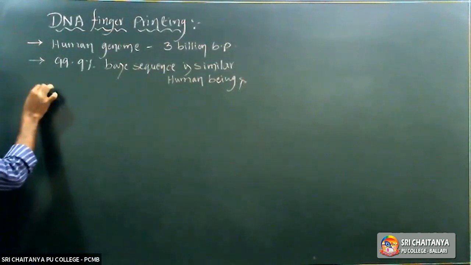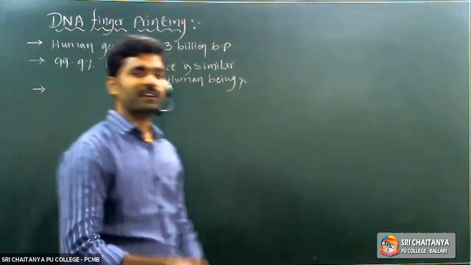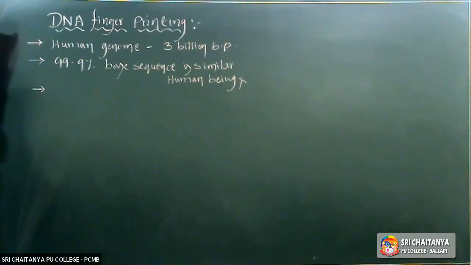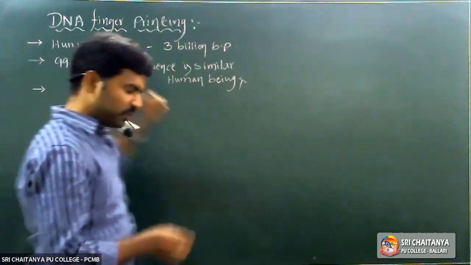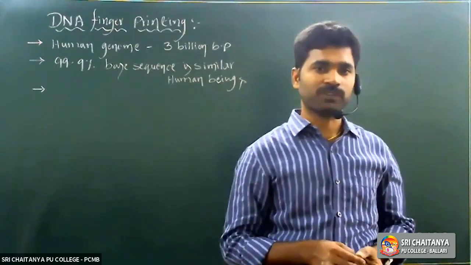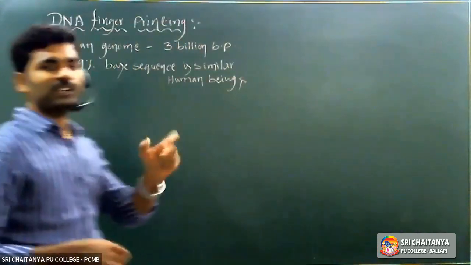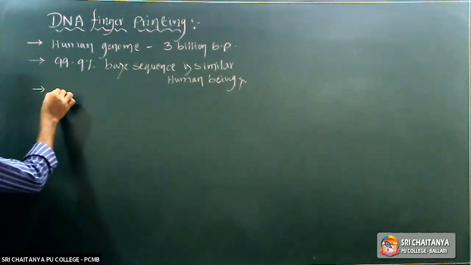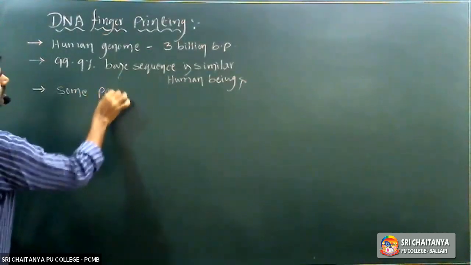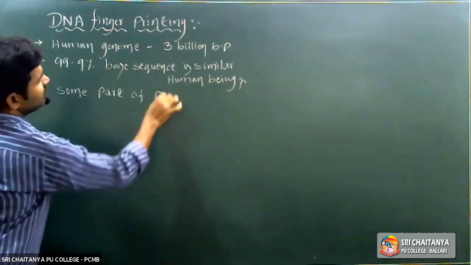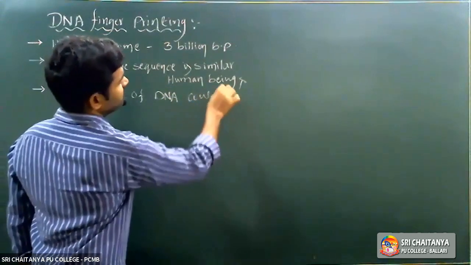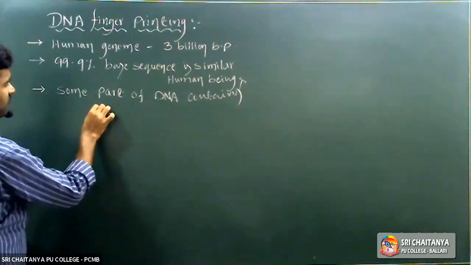A small part of the DNA contains useful information. In total, the genetic material is 2.2 meters long, and most of that 2.2 meters does not participate in protein synthesis, it does not express. Only some part of DNA contains useful information.